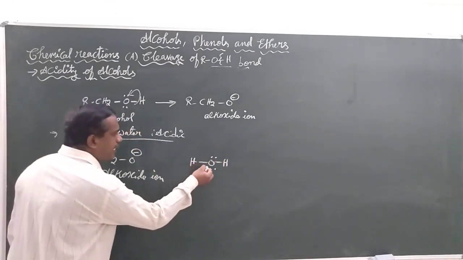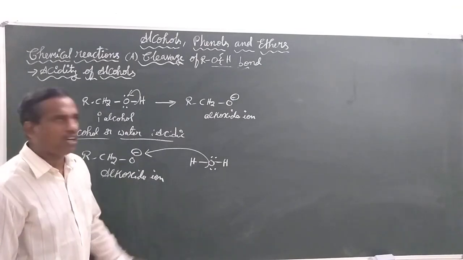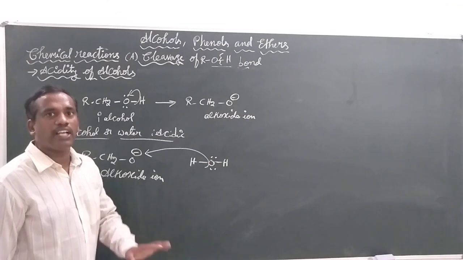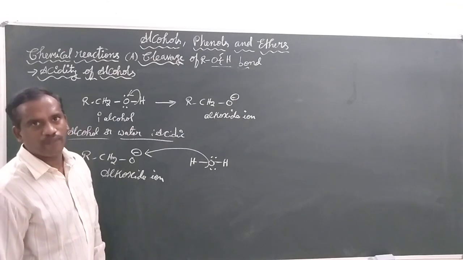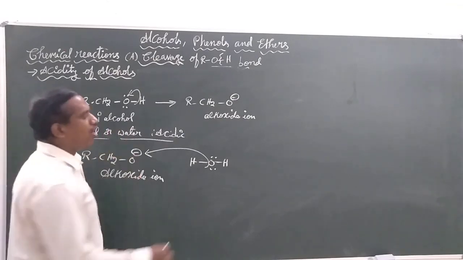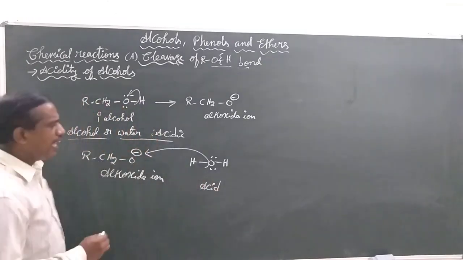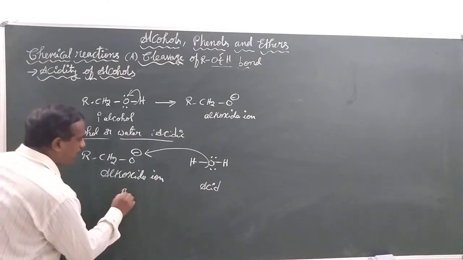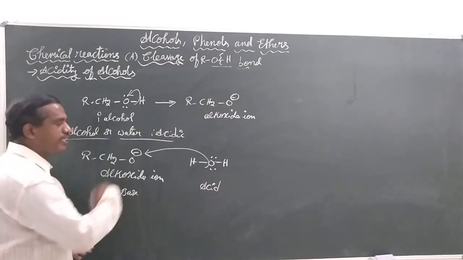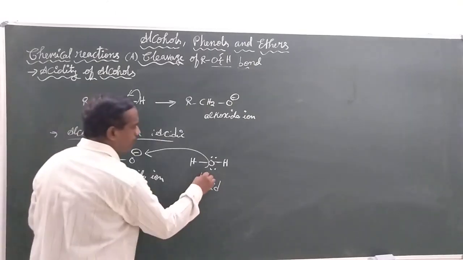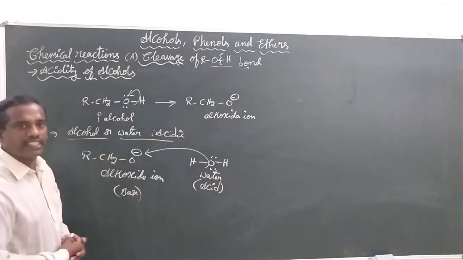Here it readily gives one H plus ion. Water is readily giving one H plus ion, and the alkoxide ion is accepting the H plus ion. Whatever donates the H plus ion we can say is the acid, and whatever accepts the H plus ion is called the base. So water is acidic, whereas the alkoxide is basic in nature.